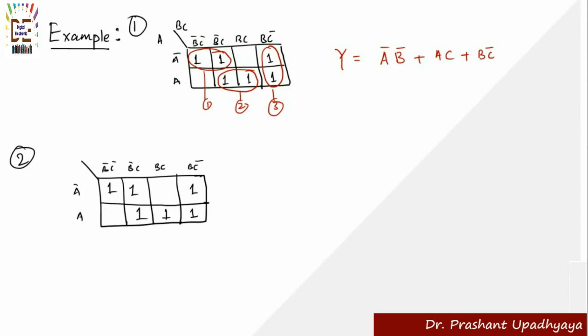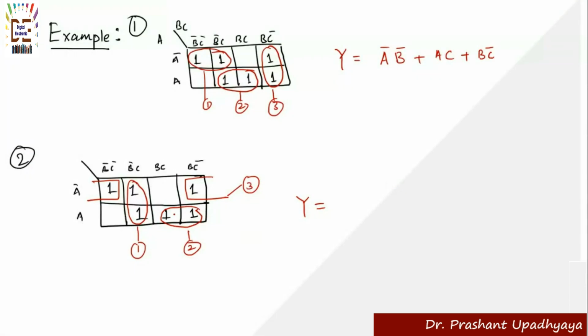In the second one, if I make the pairing, I have another way of pairing it. What I can do is make a pairing like this one, a pairing like this, and a pairing like this. So let's say this is my third one, this is my first one, this is my second one. So what will be my output?